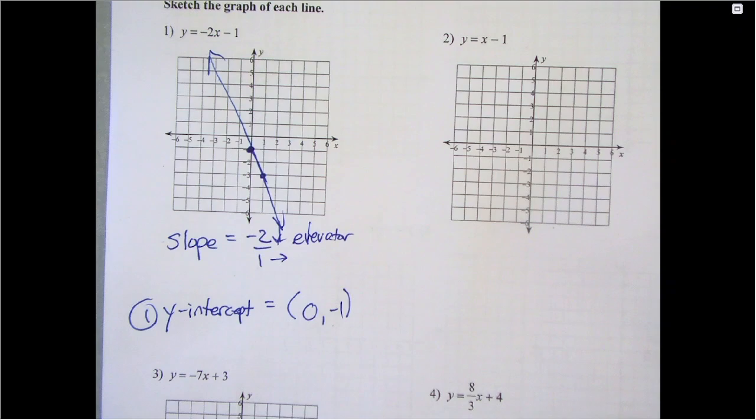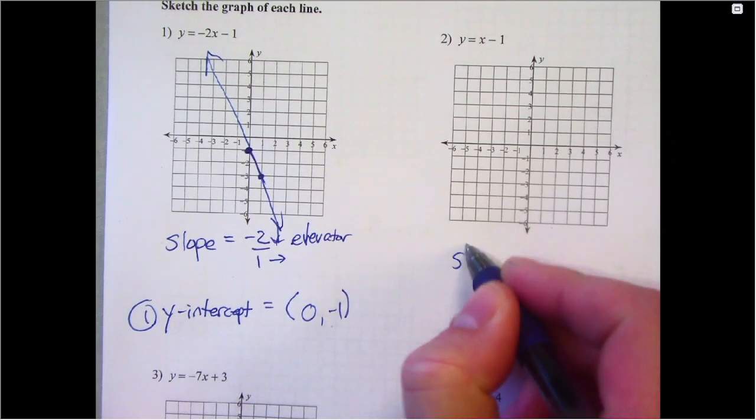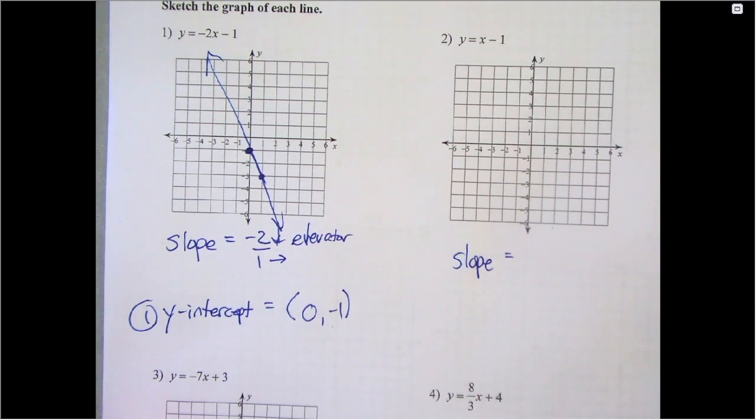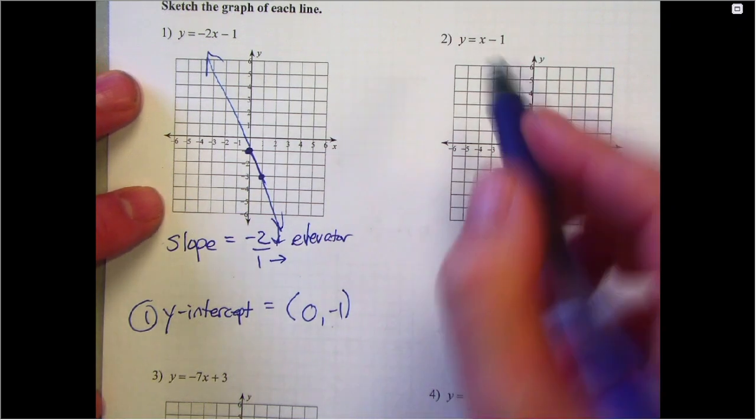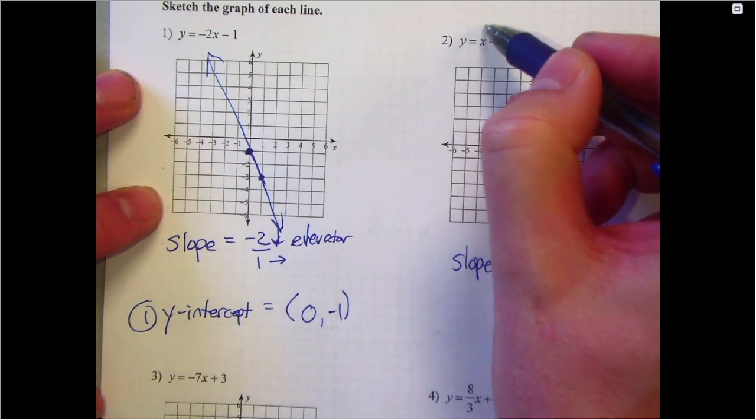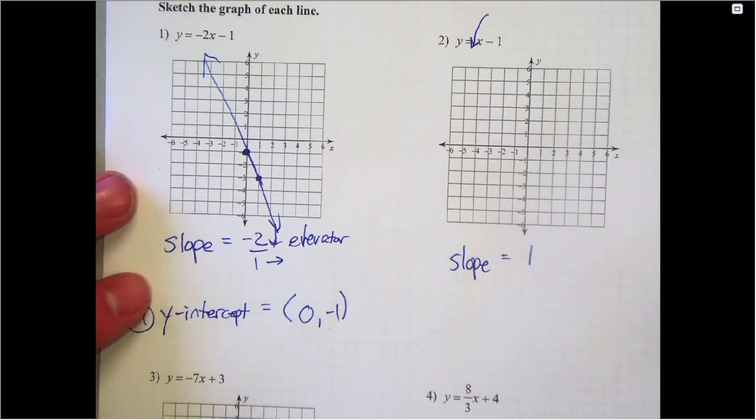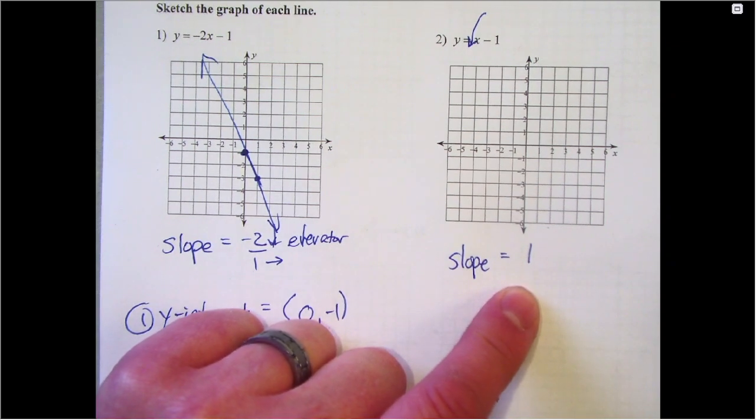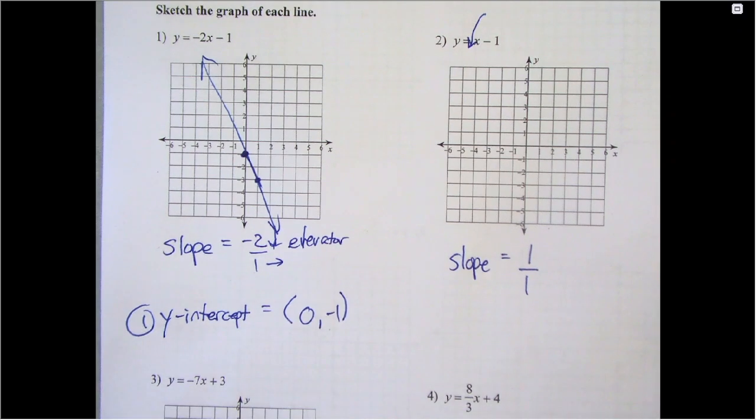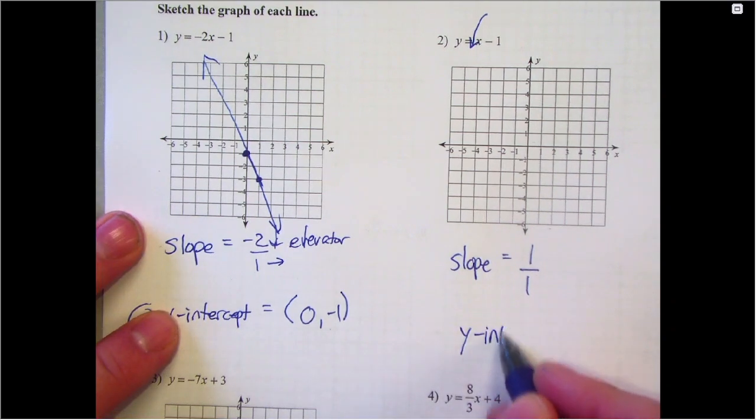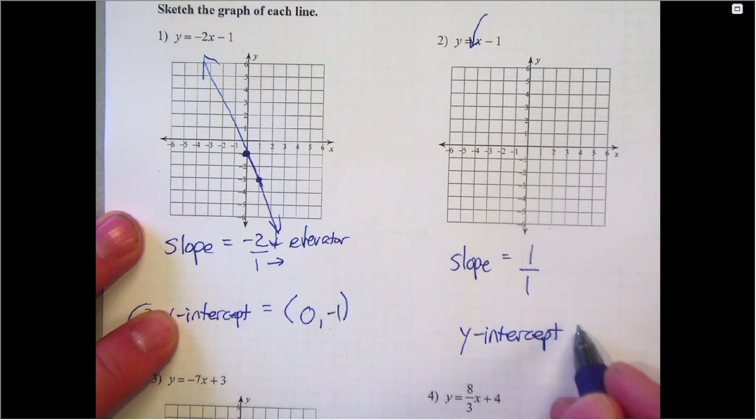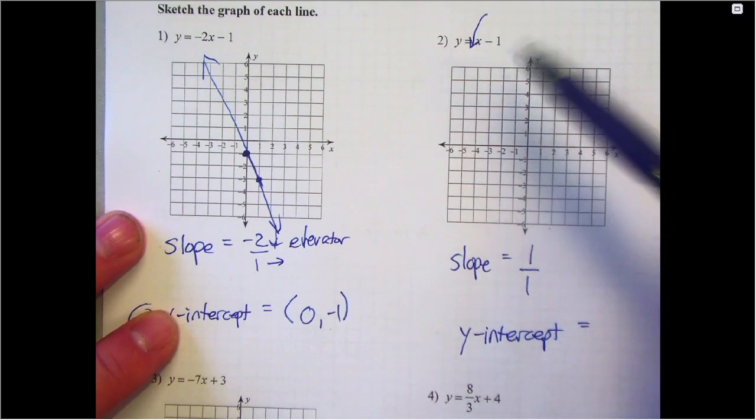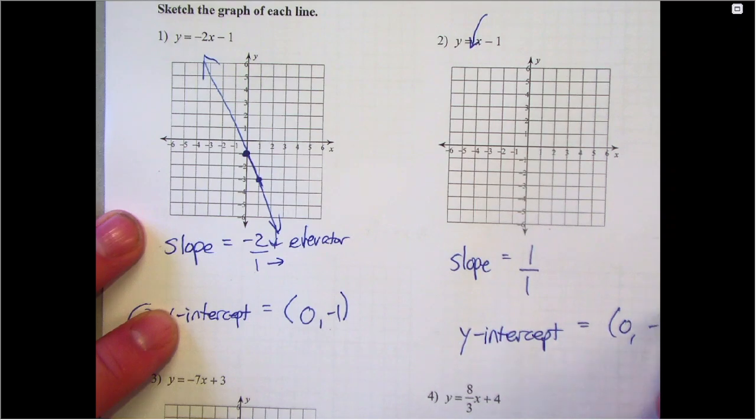Number 2 could be a little confusing because there's not really a number written in front of the x, but if there's not one there, what do we know is really there? It's a 1. So it's the number in front of the x, not the x, just the number in front. And then the slope has to be a fraction, so what goes in the bottom? A 1. It's always a 1 on the bottom. And then your y-intercept is -1, but I want you to write it as 0, -1.